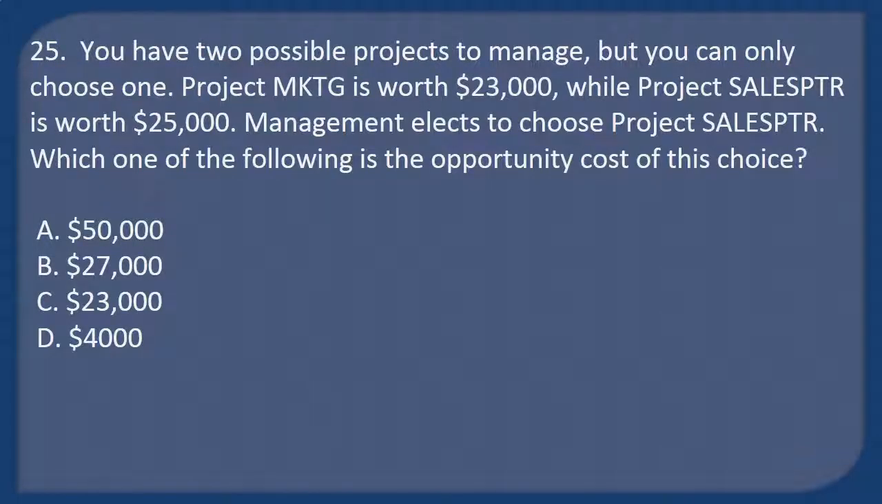Question 25. You have two possible projects to manage, but you can only choose one. Project MKTG is worth $23,000, while Project SalesPtr is worth $25,000. Management elects to choose Project SalesPtr. Which one of the following is the opportunity cost of this choice? A. $50,000. B. $27,000. C. $23,000. D. $4,000.